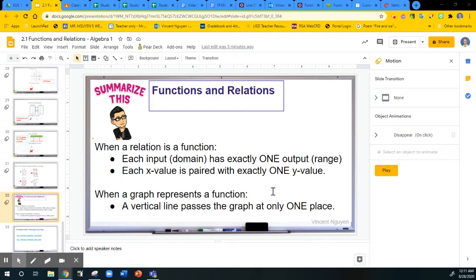on that graph, and if that vertical line passes the graph only at one point, then the graph represents a function. If you draw any vertical line and it passes the graph more than one place, then the graph does not represent a function. Okay, so we're going to keep that in mind when we do our IXL practice.